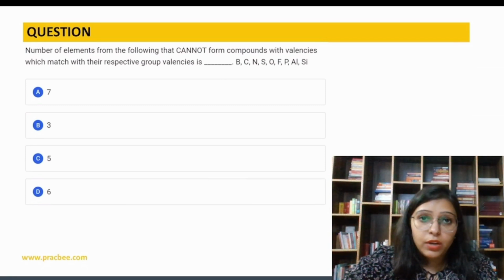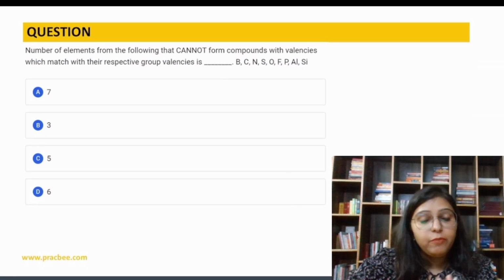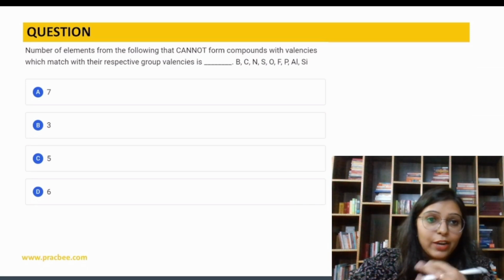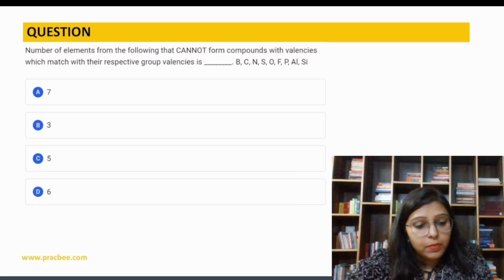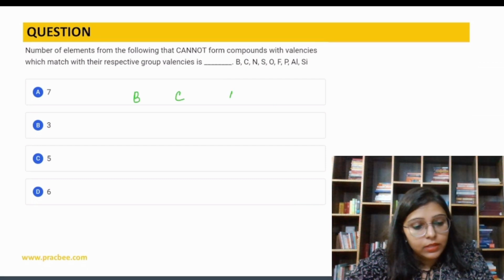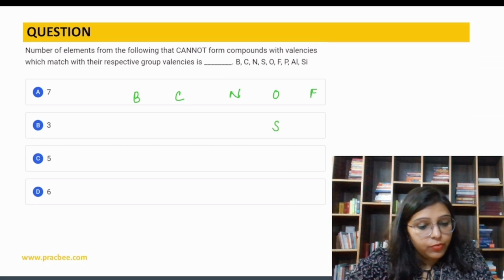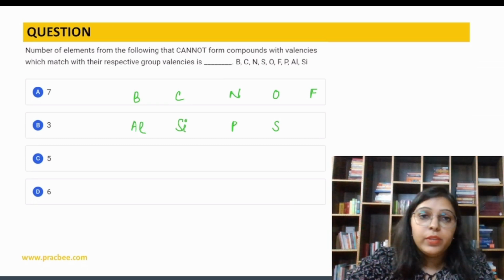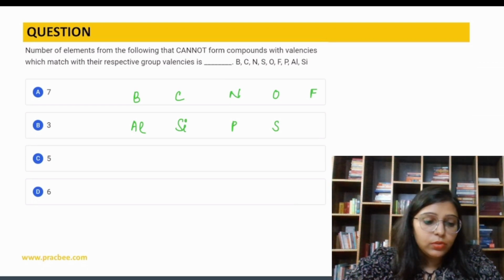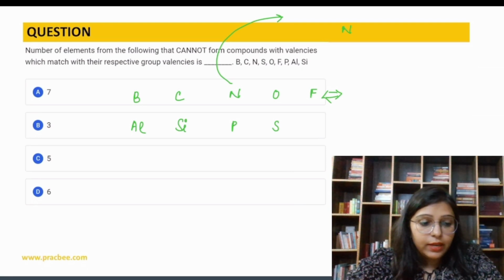Number of elements from the following that cannot form compounds with valencies which match their respective group valencies. See, we have boron, carbon, nitrogen, then oxygen, sulfur is over here, then we have fluorine; phosphorus is below nitrogen, aluminium is below boron, and silicon is below carbon. Generally, we know that second period elements cannot extend their valency because they do not have empty orbitals. Nitrogen has a lone pair, but it can only form 3 bonds.